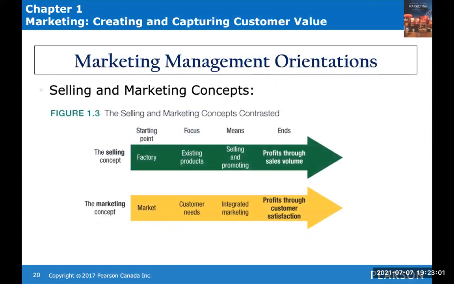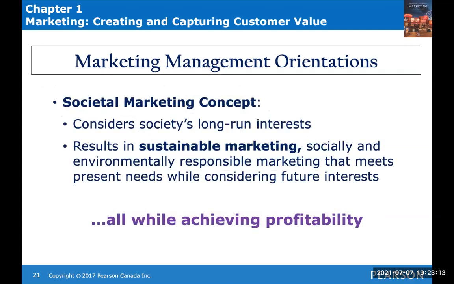So the selling concept is that you make a lot of stuff and you push it out in the marketplace. And once you make a lot of it and put it out, people are going to buy it. This is the assumption. And the marketing concept now is about profits through customer satisfaction. But the societal one now is about sustainability, ensuring that you're marketing in a very responsible way, that you protect the environment, all of that while achieving profit. Because it's important that you remain viable as a company or as a brand.